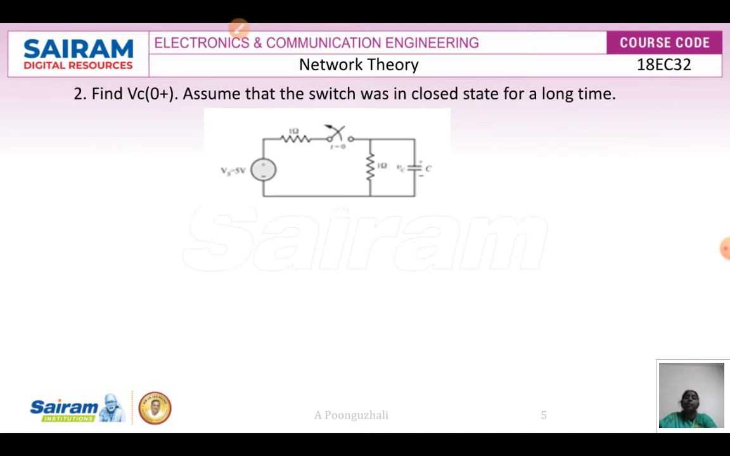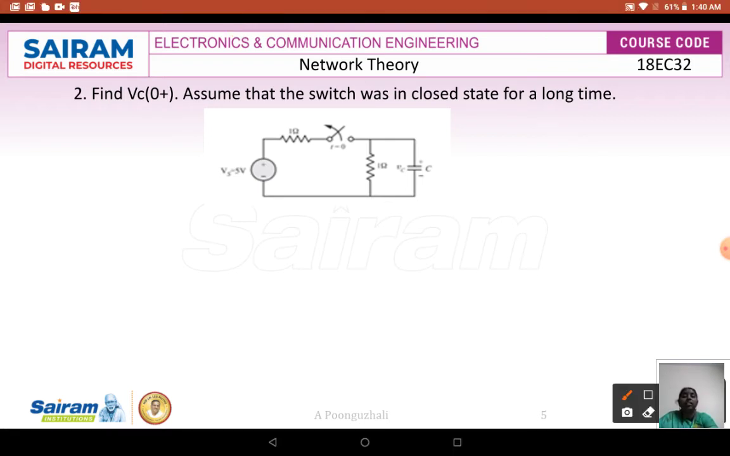The second problem is to find Vc of 0 plus. Assume that the switch was in the closed state for a long time. That means it is in steady state, so the capacitor is going to behave like an open circuit. I can redraw the circuit like this. So this is going to be your 1 ohms, and you are going to have your Vs voltage present here.